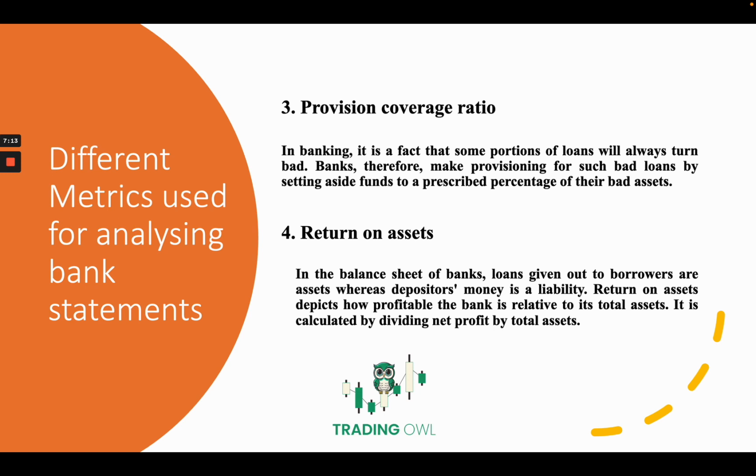In the balance sheet of banks, loans given out to borrowers are assets, whereas the depositors' money is a liability. The return on asset depicts how profitable the bank is relative to its total asset, and it is calculated by dividing the net profit by total asset.